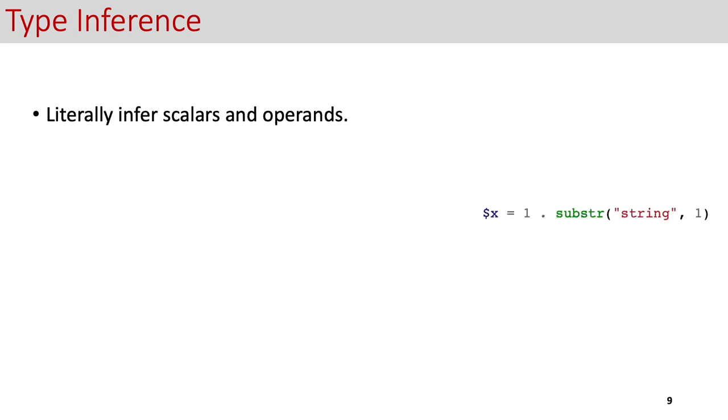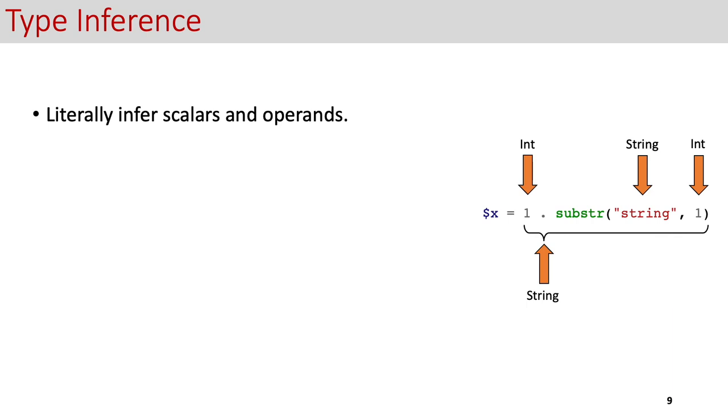As PHP variables do not require declaration or definition before use, their values and types are only initialized at the assignments. Therefore, we perform a type inference to infer the variable types. First, we infer the types based on the scalars and operands, as their types can be literally obtained. For example, the types of integer 1 and the string can be directly obtained. The result value of the concatenation is also known as string.